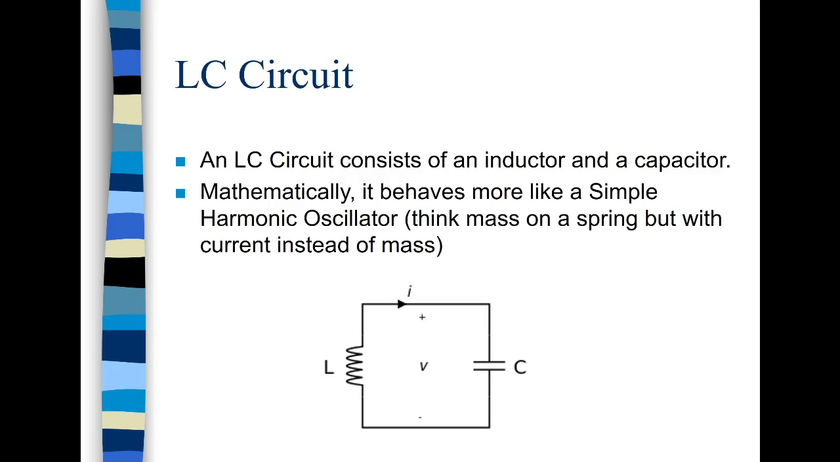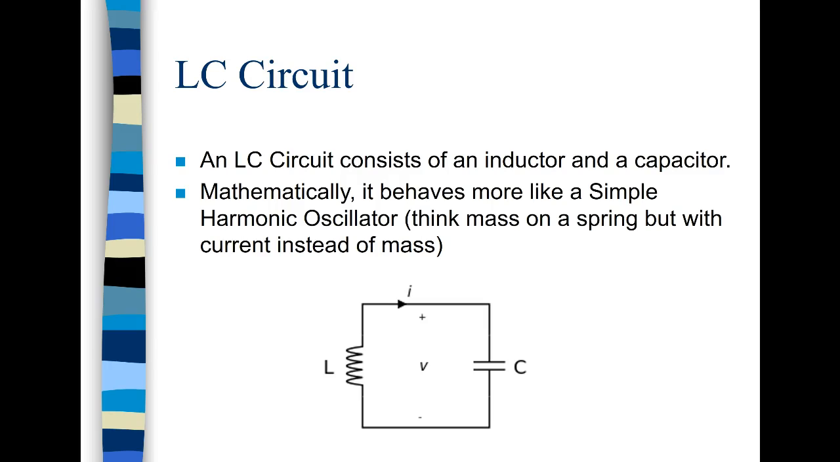An LC circuit has an inductor and a capacitor, hence the LC. But it's different from the RC and the RL circuits because it behaves more like a simple harmonic oscillator. If you imagine that you have a mass on a spring, but instead of using mass going back and forth, you're using current. So the energy is kind of bouncing back and forth.